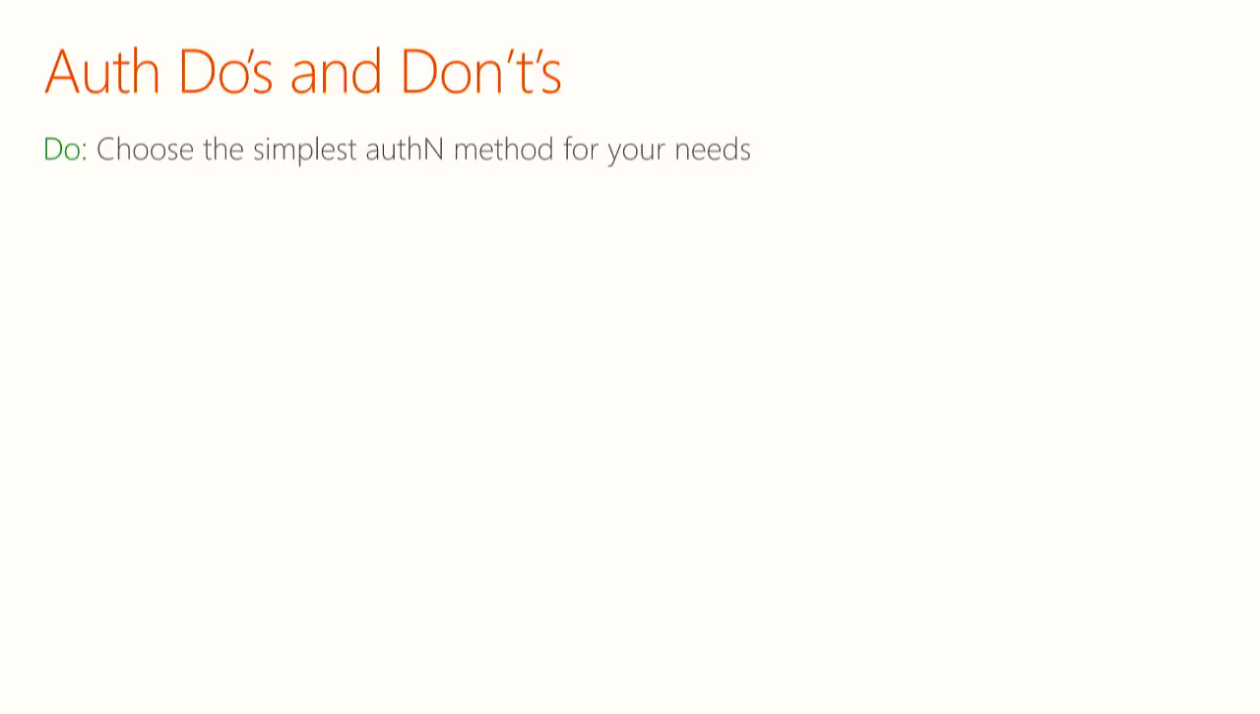So auth do's and don'ts. Try and choose the simplest method for your need. Don't overcomplicate it. You can change it afterwards. You're not glued and stuck to one method. So if you do choose ADFS but want to back out of it, you can do that. If you choose password hash sync but want to go ADFS, you can do that as well.